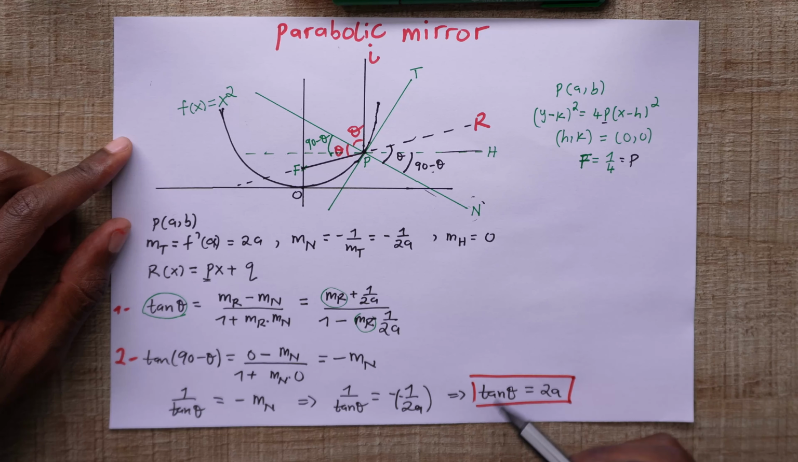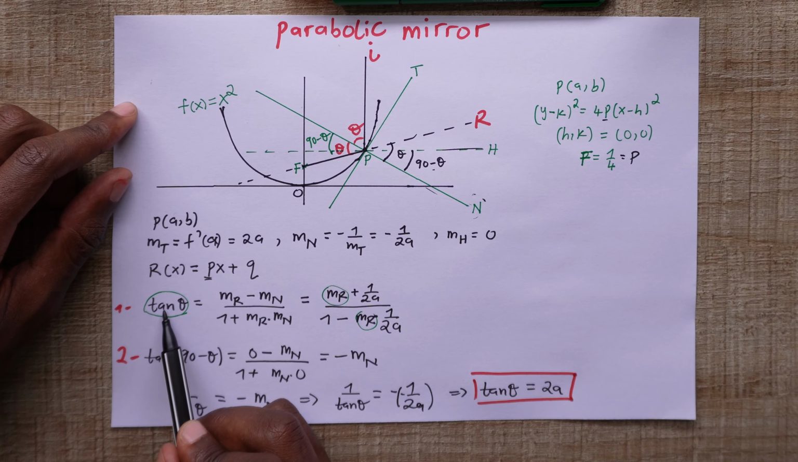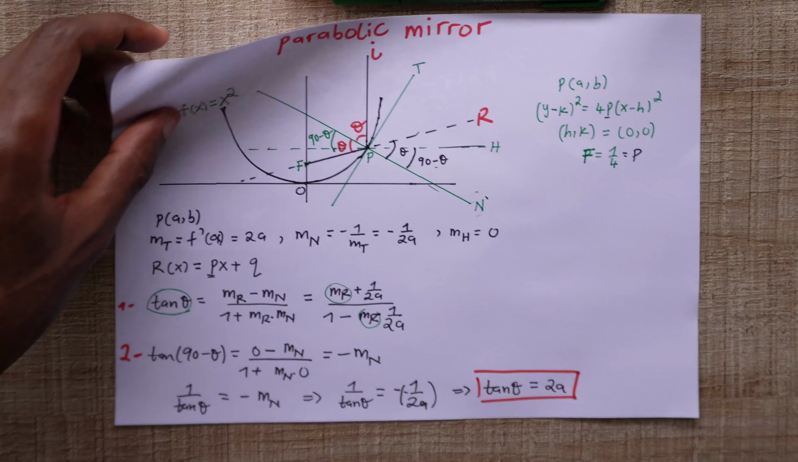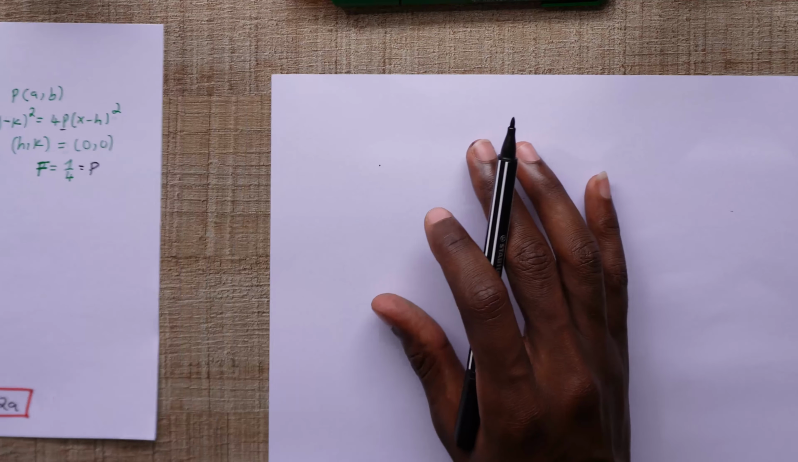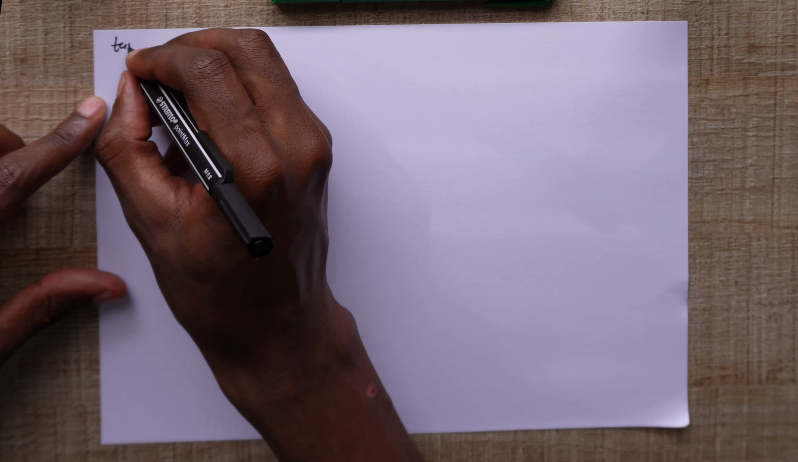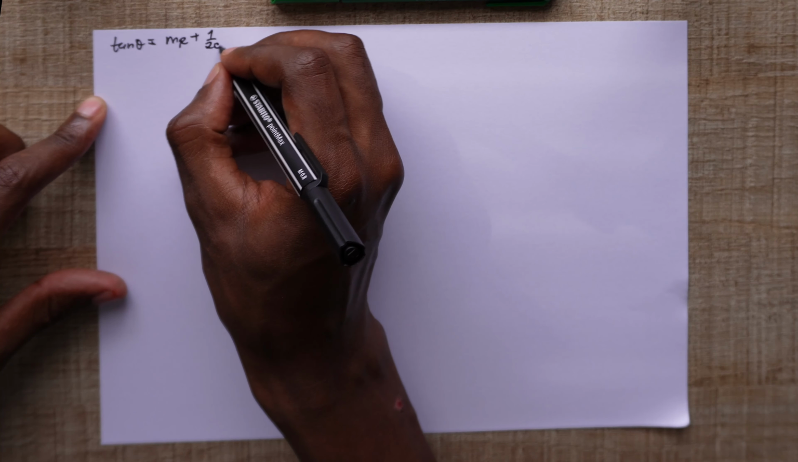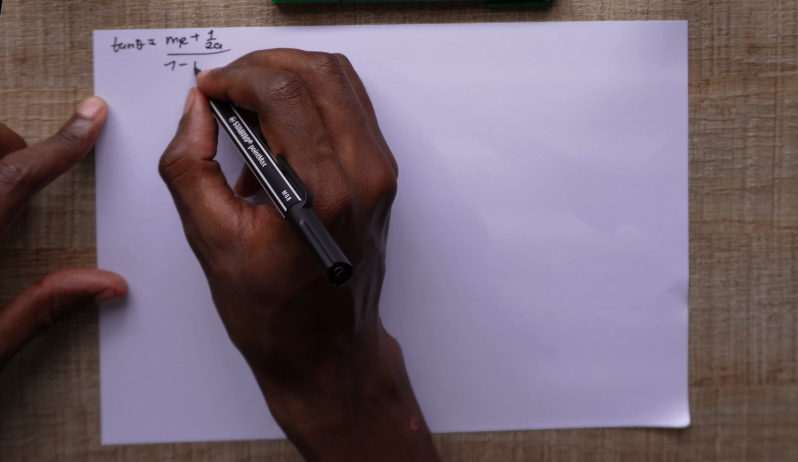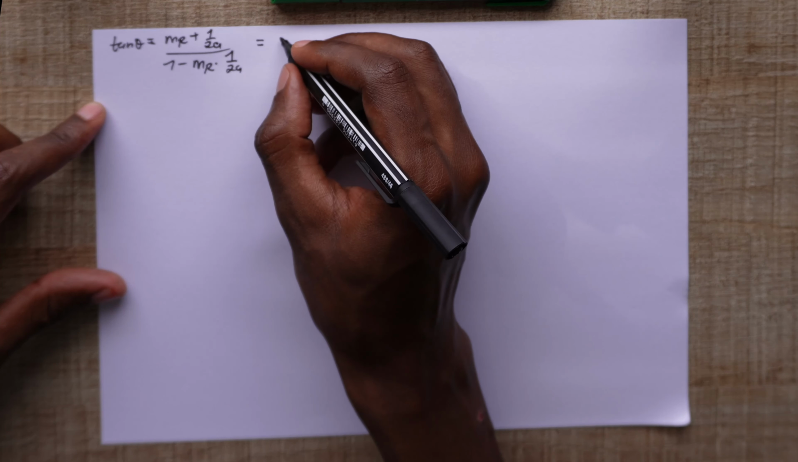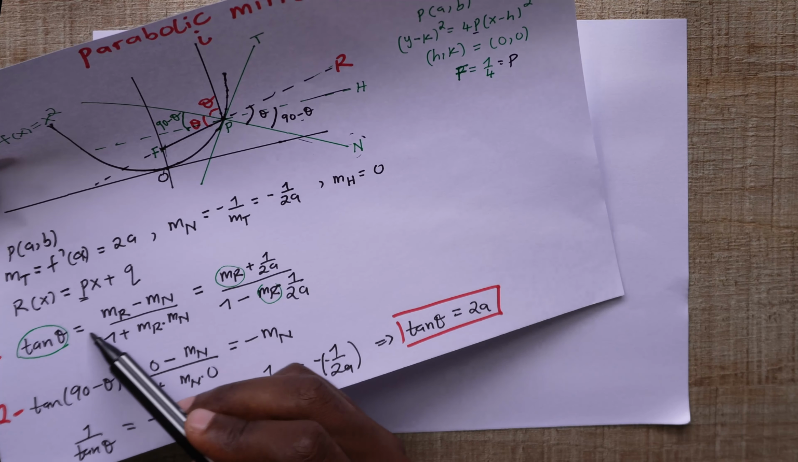So we have the tangent of theta. We can replace it here and get m of r. So I'm going to change paper so that it should not be too squeezed into one place. So let's write that here. We have tan of theta, which is m of r plus 1 over 2a divided by 1 minus m of r times 1 over 2a. And this should be 2a. So equating this to this.